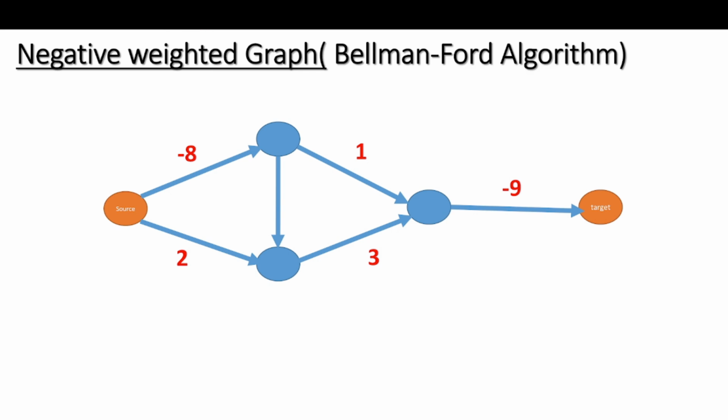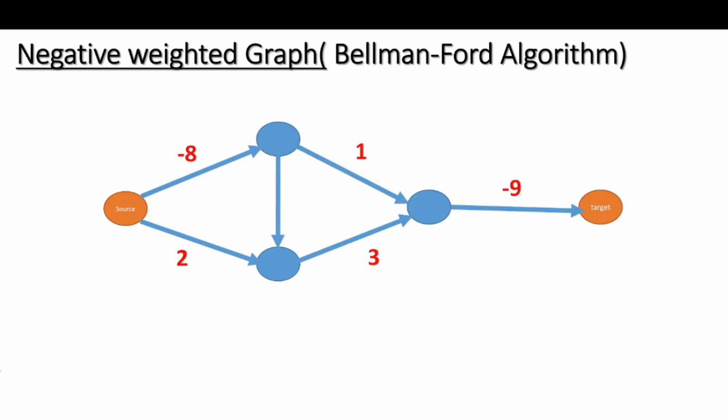Now we have the negative weighted graph, and that is nothing but the Bellman-Ford algorithm, right? So in the Bellman-Ford algorithm, you can see we have given -8, 1, -9, and 2 and 3. The negative weighted graph means that some edges are assigned negative weight or cost. So the weight or cost can be negative, and in this picture we can see that certain edges have negative weights, meaning -8, -9, as you can see here.